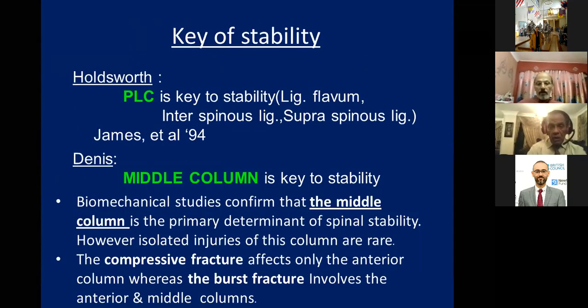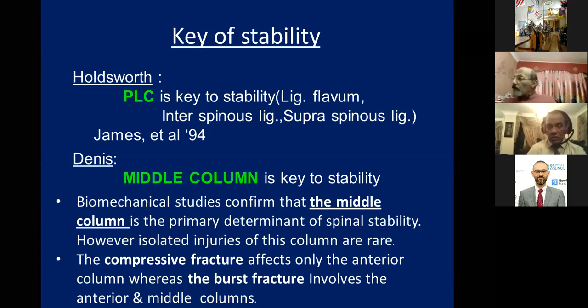What are the keys to stability of these theories? Holdsworth considers the posterior ligament complex to be the key to stability, which is the ligamentum flava, interspinous ligament, and supraspinous ligament. And Dennis considers the middle column the key to stability. However, biomechanical study confirmed that the middle column is the primary determinant of spinal stability.